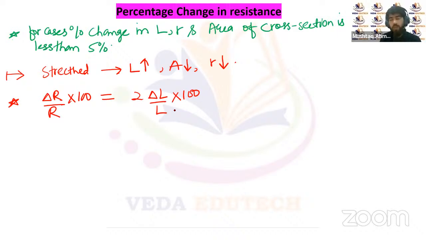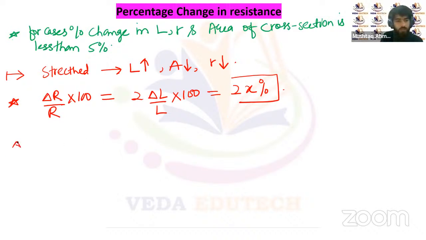If the length of the conductor is changed by x%, then the percentage change in resistance will be twice the percentage change in the length. It means that if x percent is the change in the length, then the percentage change in resistance will be twice x.